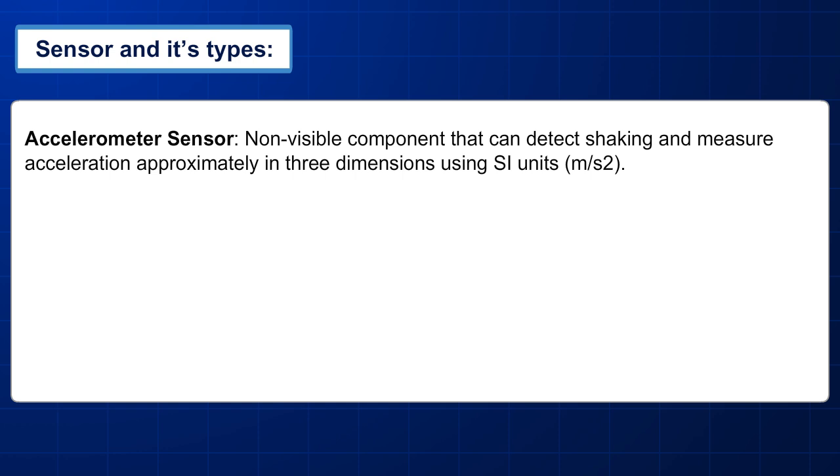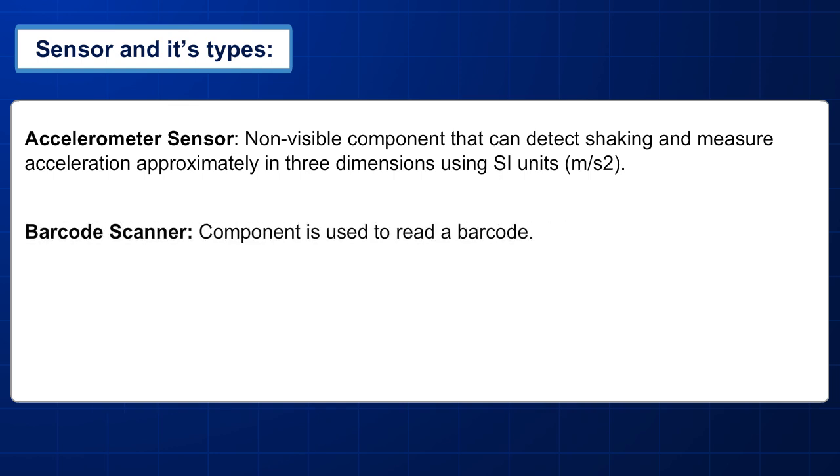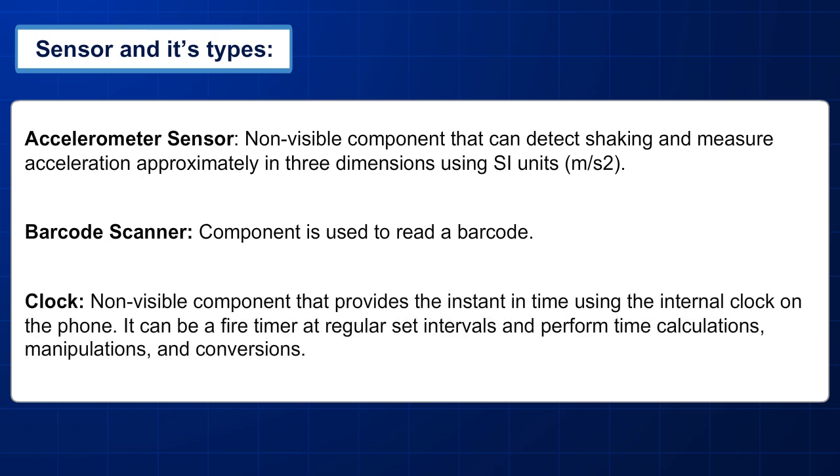Accelerometer sensor: a non-visible component that can detect shaking and measure acceleration approximately in 3 dimensions using SI units (m/s²). Barcode scanner: this component is used to read a barcode. Clock: a non-visible component that provides the instant in time using the internal clock on the phone. It can fire a timer at regular set intervals and perform time calculations, manipulations, and conversions.